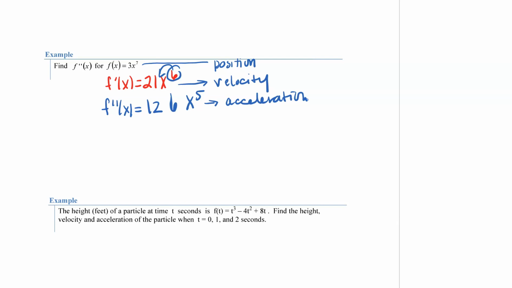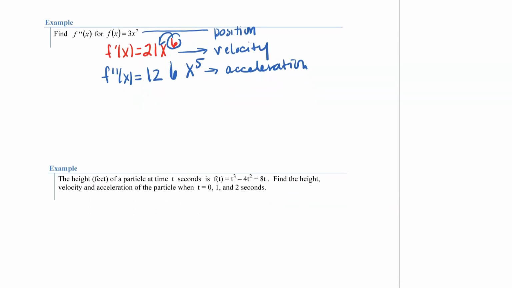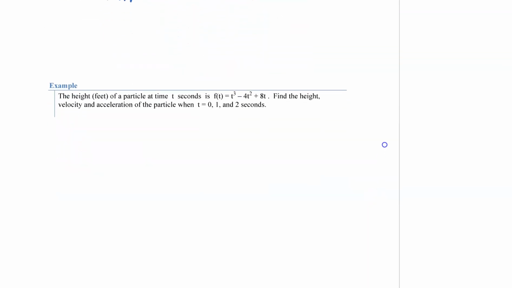And so as we move into this next example here, it says the height in feet of a particle at time t seconds is equal to f of t. Find the height, velocity, and acceleration of the particle when t is equal to 0, 1, and 2. What's interesting with this one is that your height is going to be your original function. So if I'm looking for the height function, this is that f of t equal to t cubed minus 4t squared plus 8t.